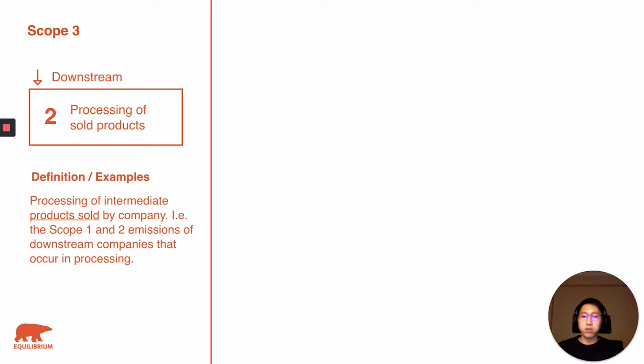Category 2 accounts for emissions from the processing of sold products, which are defined as the processing of intermediate products sold by the reporting company. An example of this might be the emissions produced by a third party should the reporting company choose to outsource the processing of its intermediate products.